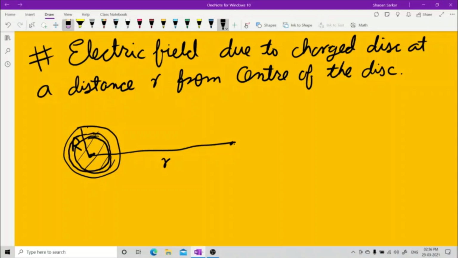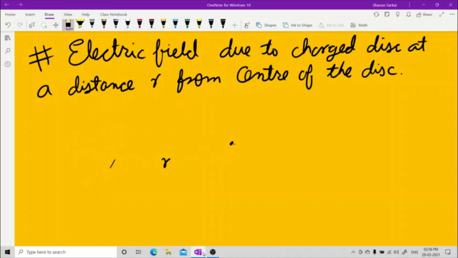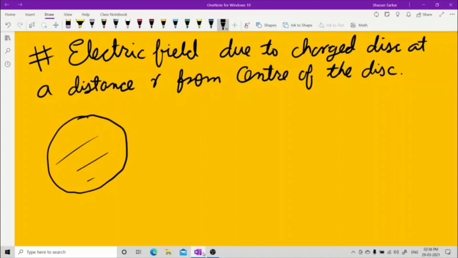Let me draw the figure a little bigger so that you can understand the thing completely. This is your disk. This is completely filled. This is the center of the disk, of radius r. And you want to find the electric field at this point P, which is at a distance r from the center of the disk.